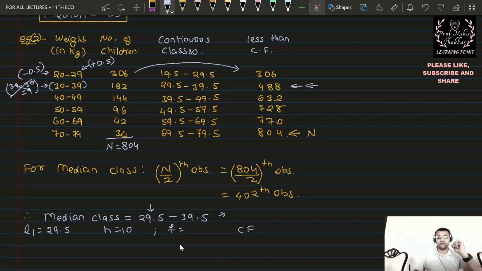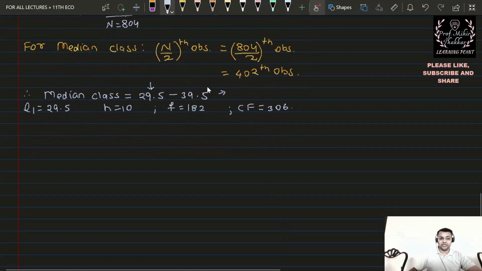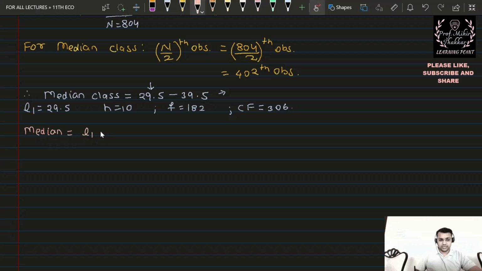The next thing that you have is the frequency. Frequency of the same class is already available with us, which is 182. And guys, once again, cumulative frequency of the above class has to be taken, so that is equal to 306. After all this information is available, I can go for calculation of the median formula. Median is equal to L1 plus N by 2 minus CF into H upon F.